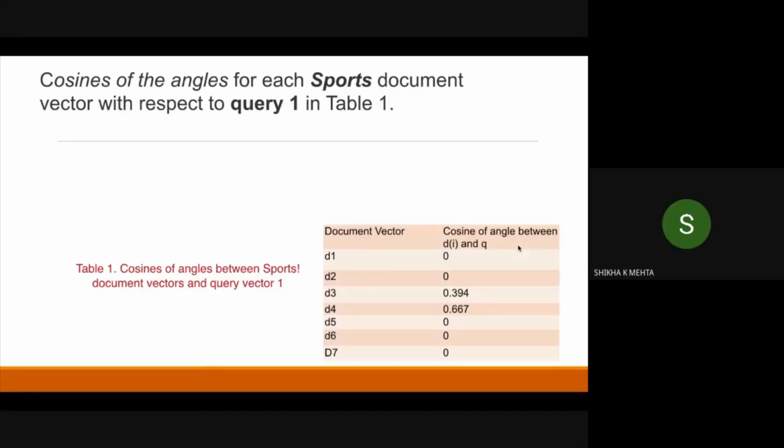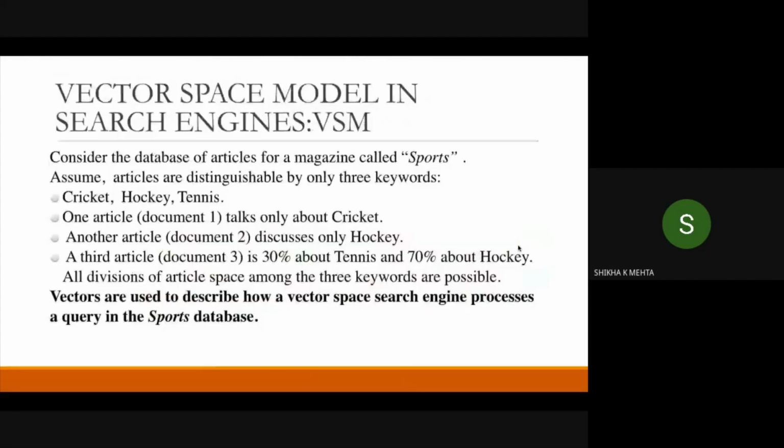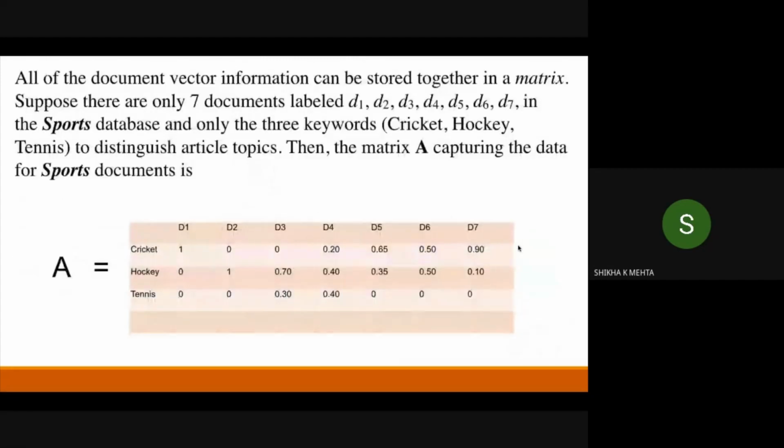Okay, I'll show you the other information that we were talking about. Now again we have this term document matrix. Now you compute the angle between all these documents and then tell me which document is closer to this particular query. So this is how the vector space model works in the real world for the various search engines.